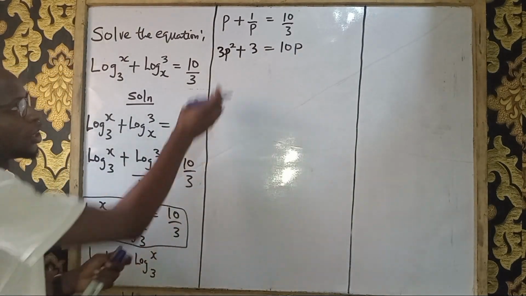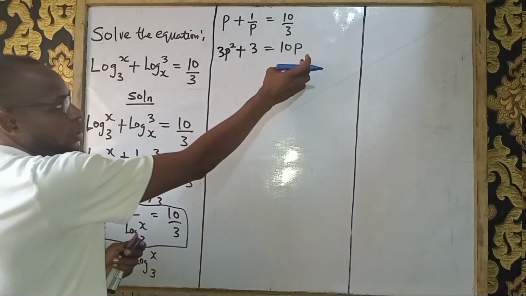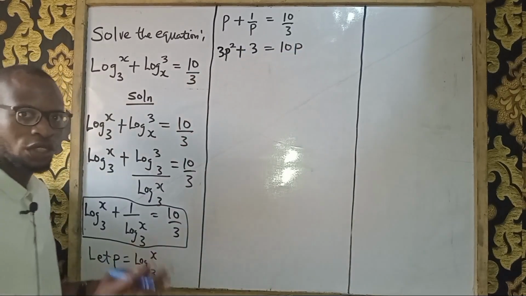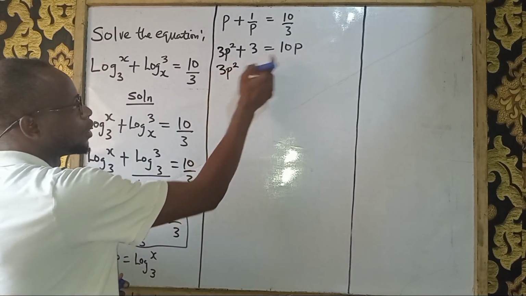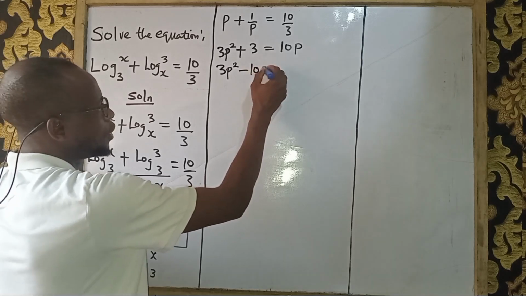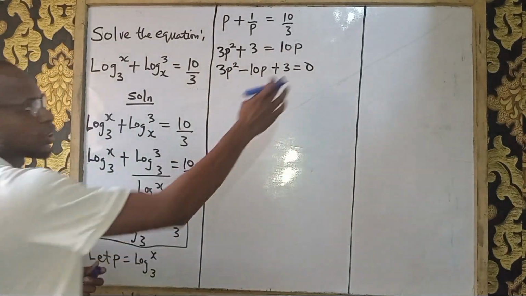So this is an expression of what? Quadratic. Okay, so we can simply take this and this together, and then we equate everything to 0, because it's a quadratic equation. So we are going to have 3p squared minus 10p plus 3 is equal to 0. So we now solve this quadratically.